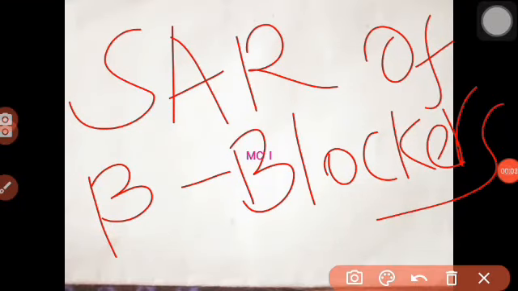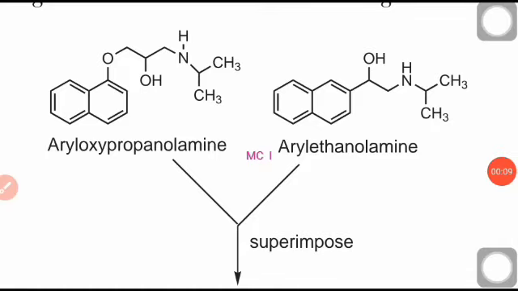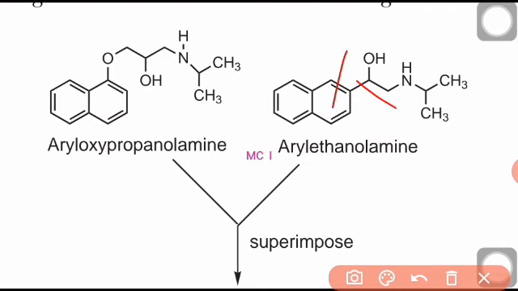This video is about SAR of beta blockers. The beta adrenergic receptor requires beta phenylethylamine, and the OH group is a must. So these are the 1, 2, 3 properties which are required for beta adrenergic agonists.